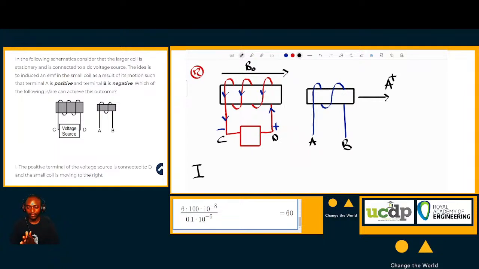Increasing, because it just started changing because of the left solenoid. Okay, let's then see what is induced.